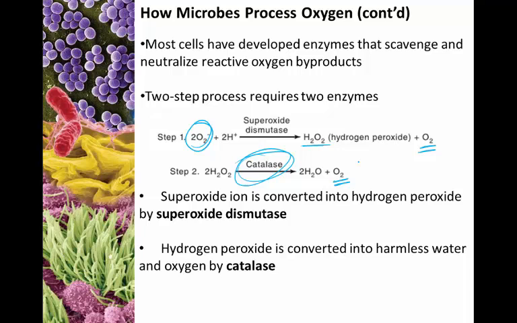And it can be utilized elsewhere within the cell. And we all know that water is also going to be non-reactive and stable. So we turn these reactive oxygen species into non-reactive products eventually. So having enzymes like superoxide dismutase and catalase give anaerobes the ability to live in oxygen-rich environments. Chances are, if you are an anaerobic organism, you would not have either of these.